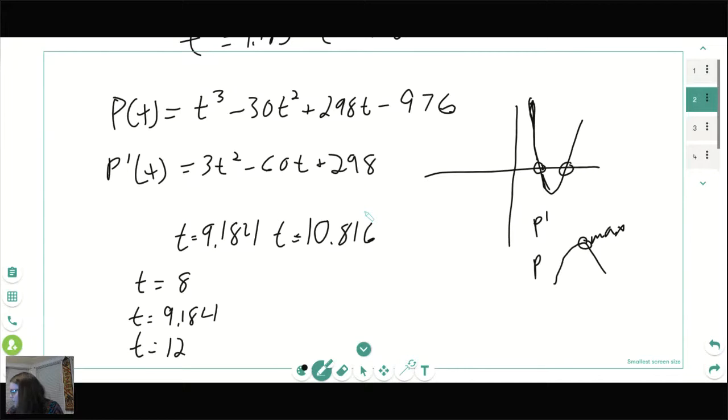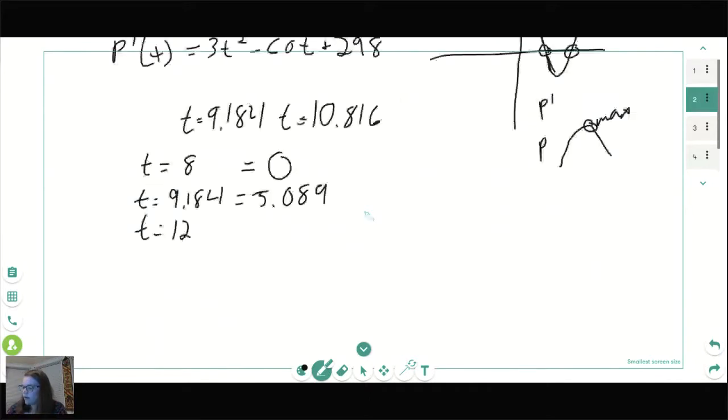Okay, so what are we going to do? We want to make sure we're plugging in these values into P of t, right? So if we plug each of these into P of t, we plug in 8, we're going to end up with 0. We plug in 9.184, you should get about 5.809, about that, or 0.89. Yeah, good, Madison. We're going to plug in, see which one is greatest. And then for the last one, we plug in 12. When we plug in 12, we get 8.